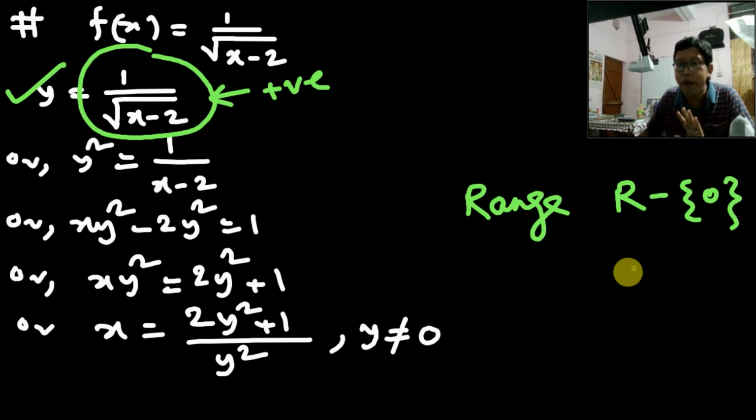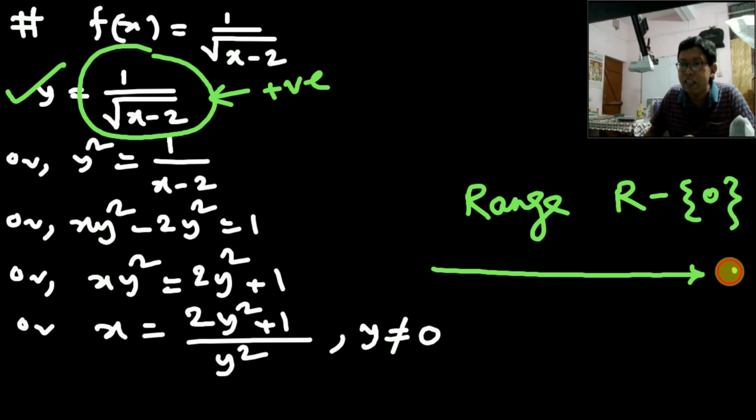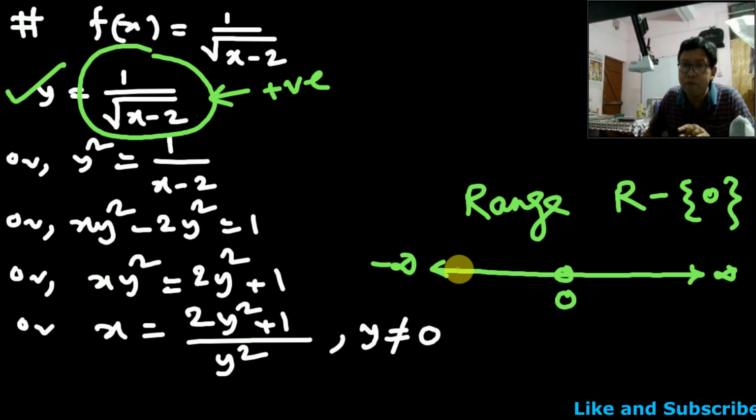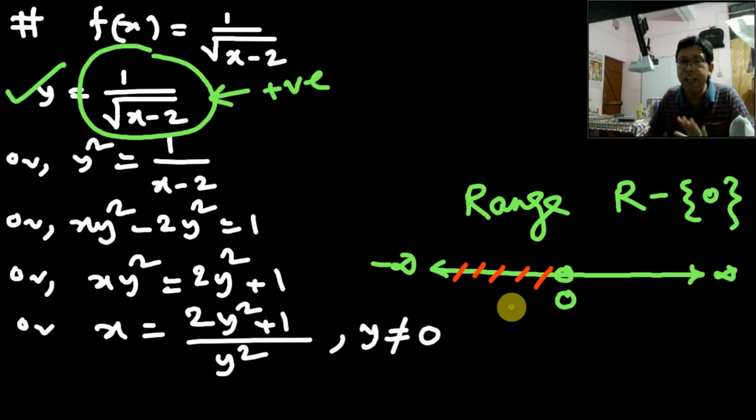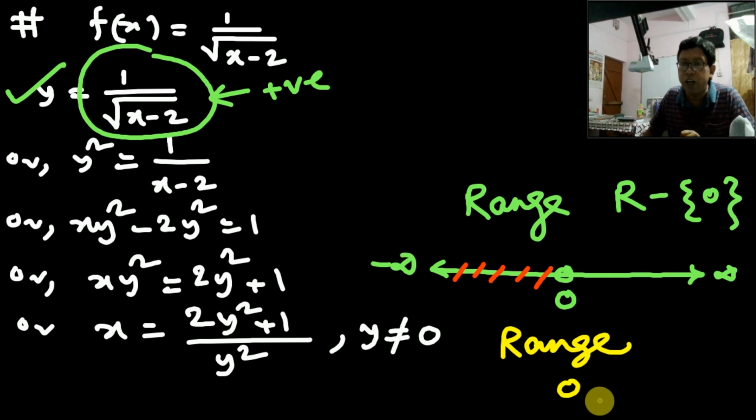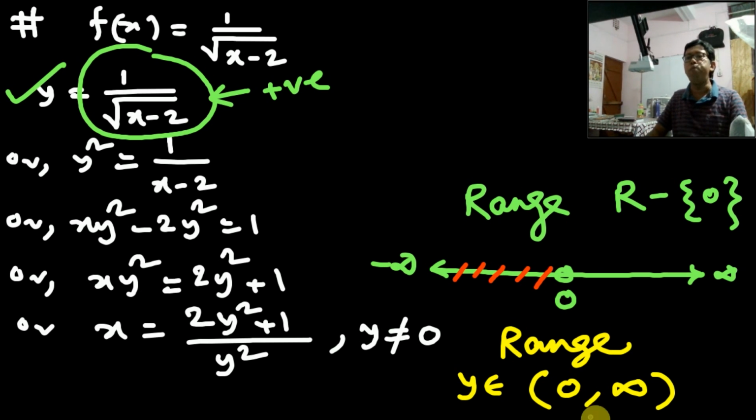That cannot happen. If you draw the real line, this is positive infinity, this is negative infinity, and there is a point 0 which is discarded. This point is discarded, but again we find that y cannot be negative. So for this we have to discard the left side of the real line. We have discarded this one. So what will be the range of the function? Ultimately the correct range is starting from 0 to positive infinity. So the result: y belongs to the open interval 0, infinity. Is it clear to you?